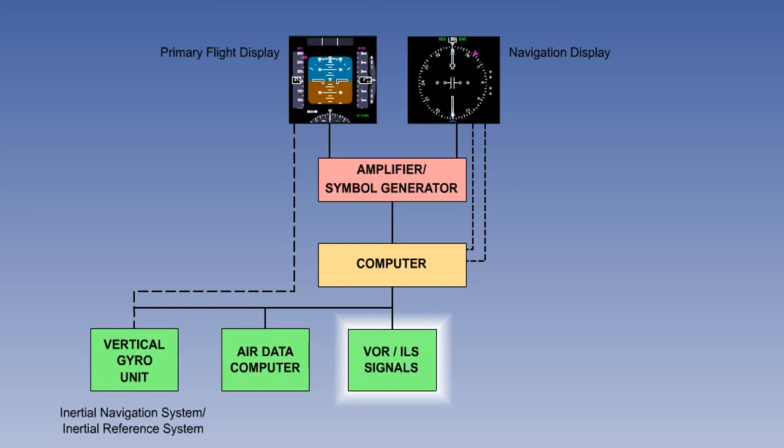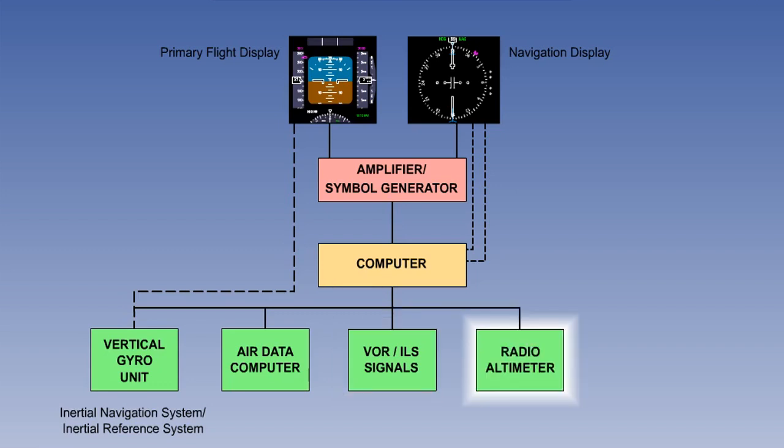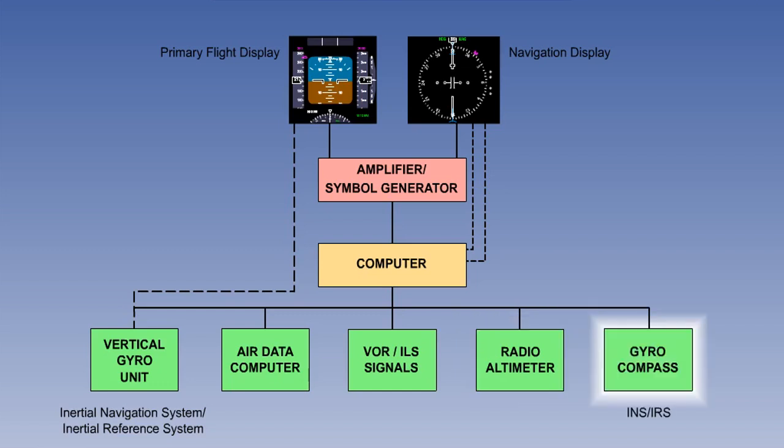The flight director system also requires inputs from the VOR ILS systems to enable it to display the aeroplane's position in relation to these navigation aids. The flight director also needs to know the aeroplane's height above ground, and therefore has an input from the radio altimeter. The flight director system needs to know heading information, which in more modern aeroplanes is supplied by the inertial navigation or inertial reference system units, but in older aeroplanes was supplied by a gyro compass.